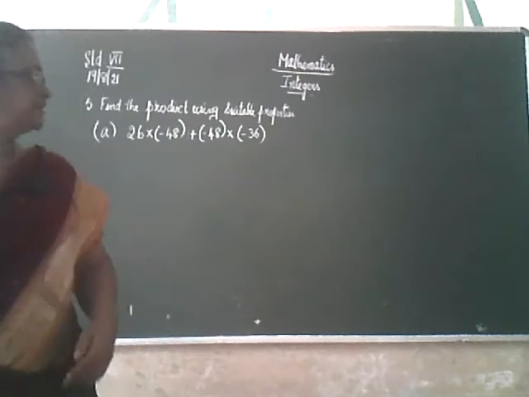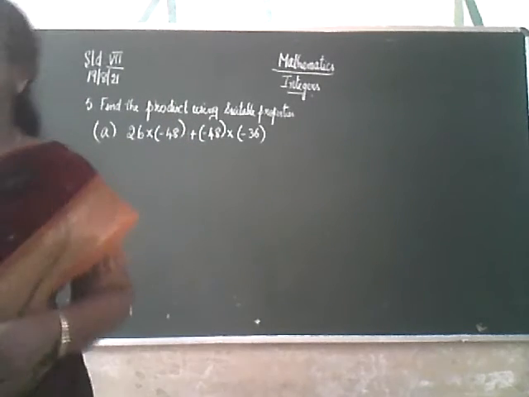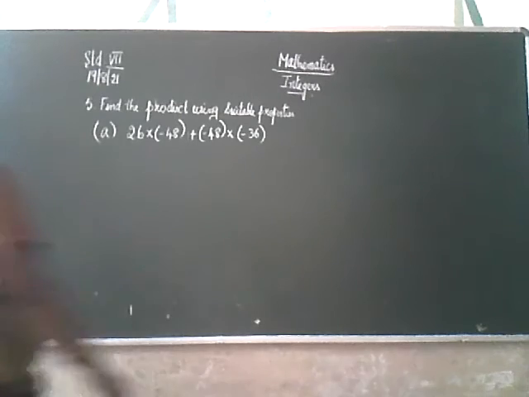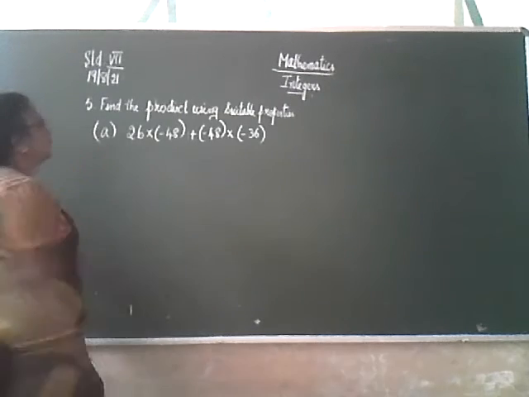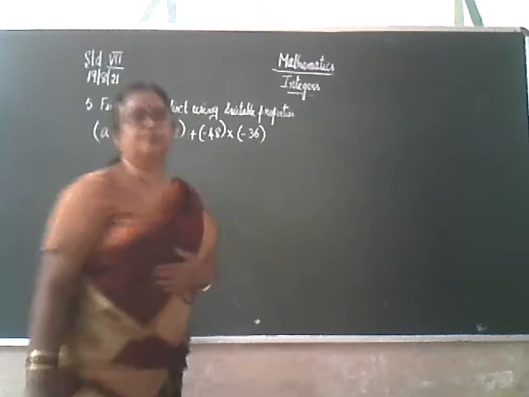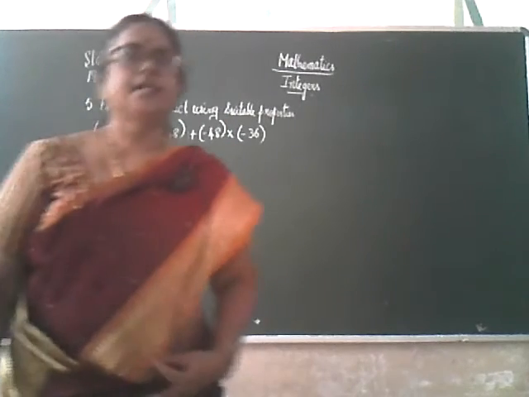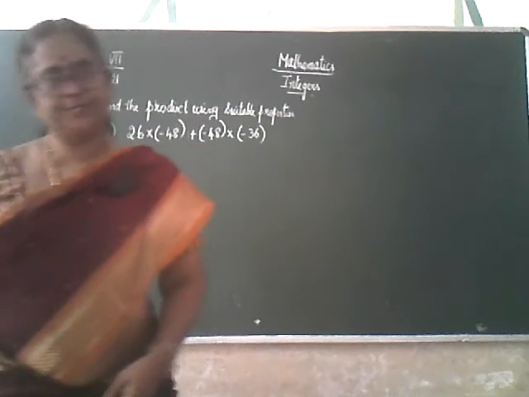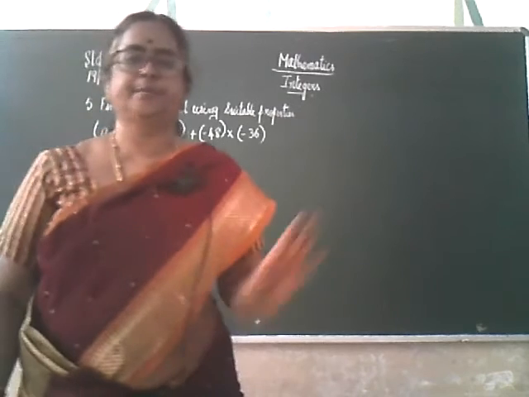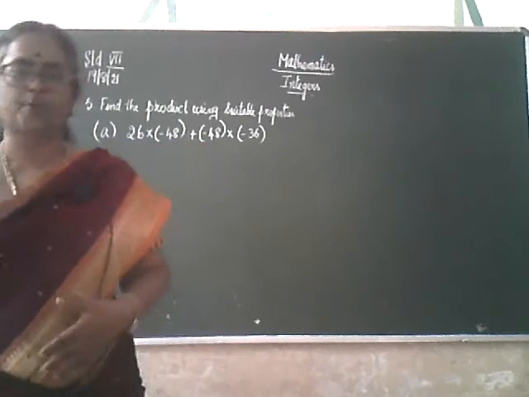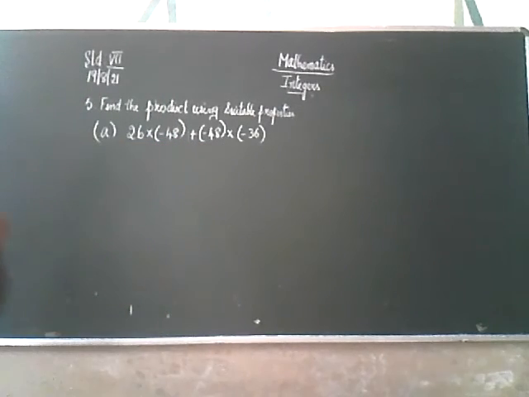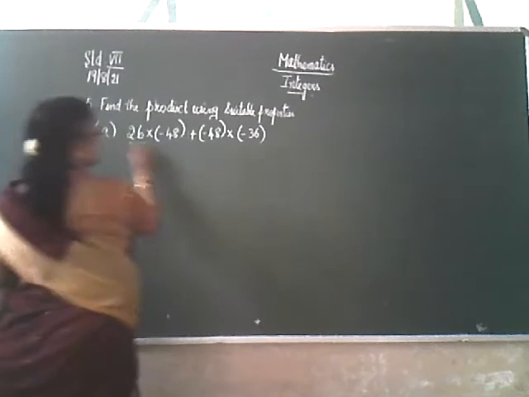In the integers we are doing exercise 1.3. In the fifth sum, find the product using suitable properties. So which are the properties? You know: closure property, commutative property, associative property and distributive property. So you must use all these properties. Whichever method is easier you can use it. So when you see the question, see here.